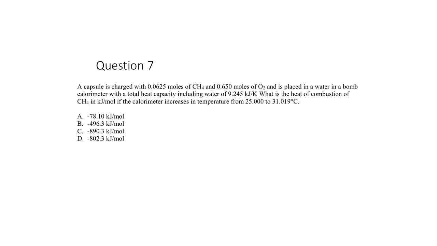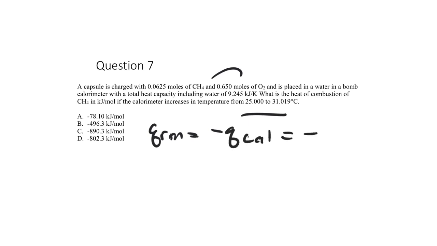Okay, so number 7, we have a capsule charged with a certain number of moles of CH4, a definite excess of O2, placed into a water bomb calorimeter with a total heat capacity of 9.245 kJ per Kelvin. What's the heat of combustion in kJ per mole? And the calorimeter temperature increase is given here. So our Q reaction is the negative Q of the surroundings, which is the calorimeter, described by a C_cal and a delta T. We show our units here.